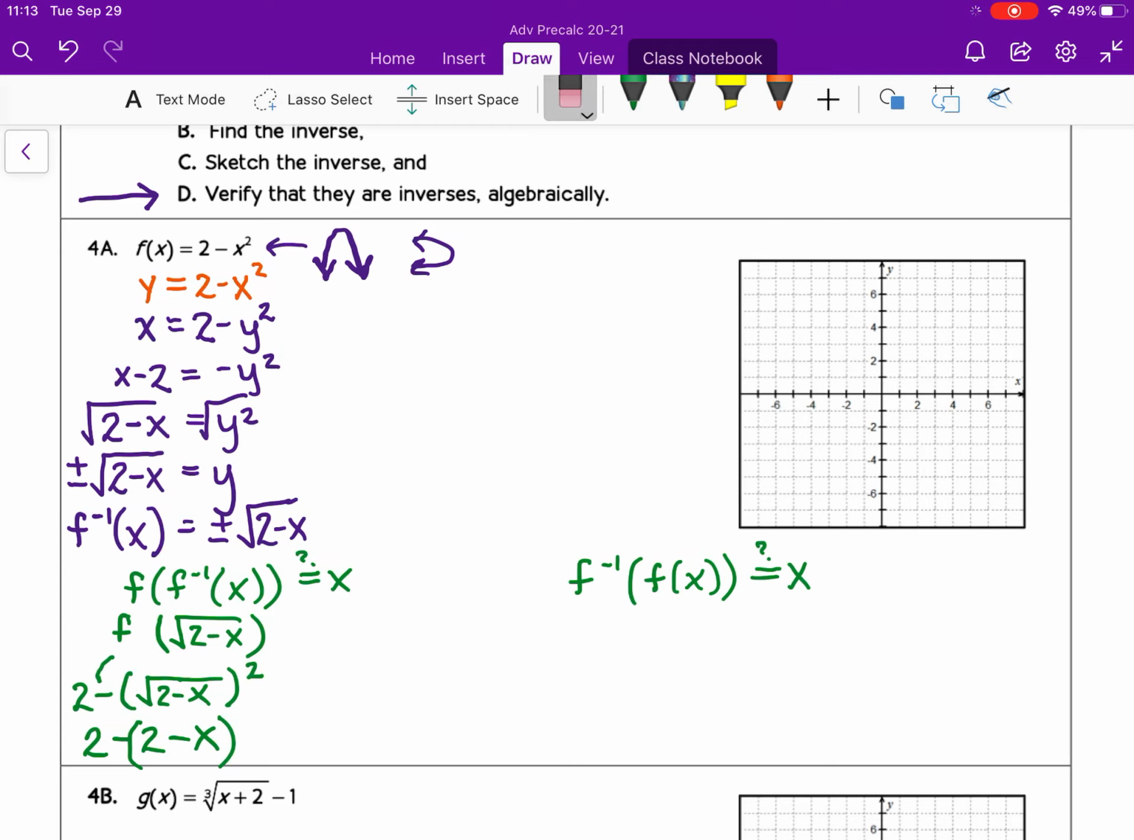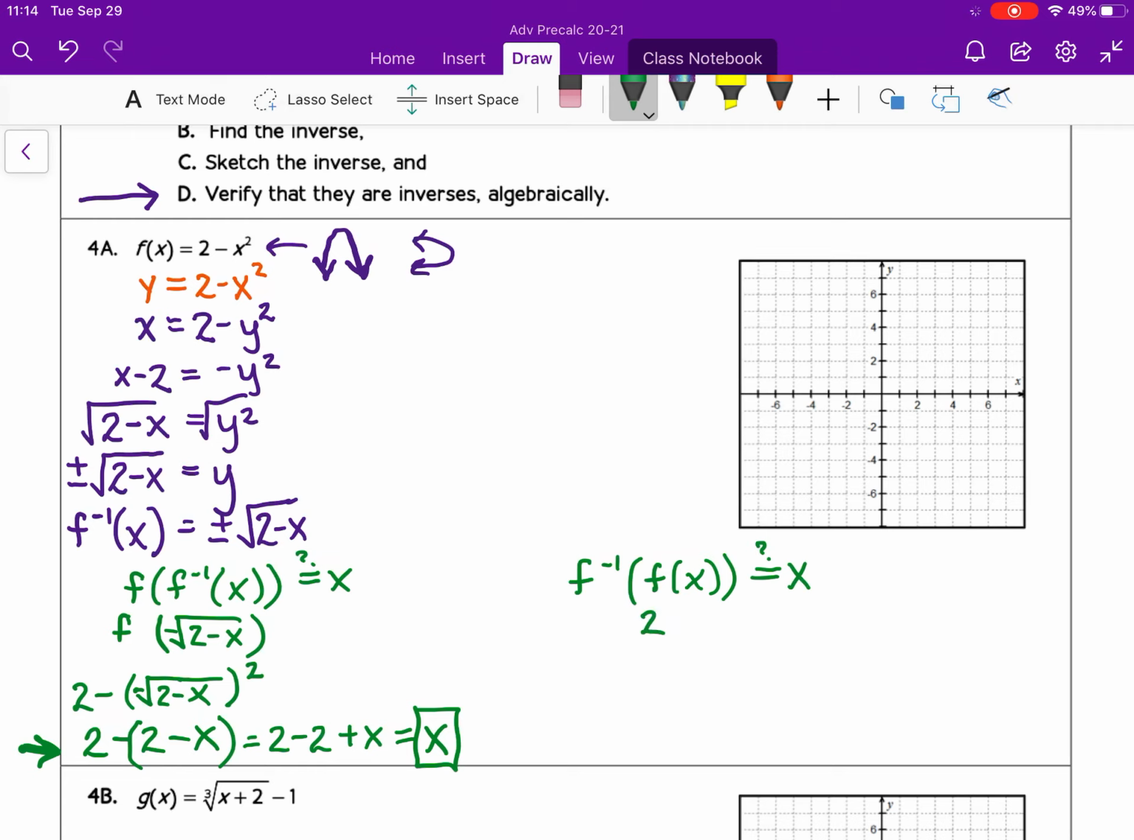Oh, hold on. The parentheses are important here. And here's why. Oops, I erased too much. Because when I distribute, I am then left with 2 minus 2 plus x. 2 minus 2 cancels out. And that is just x, which verifies that yes, they are inverses. Thinking about what happens if this were a negative. Remember, a negative squared is actually a positive, so this step would still be the same, therefore proving that they are inverses.